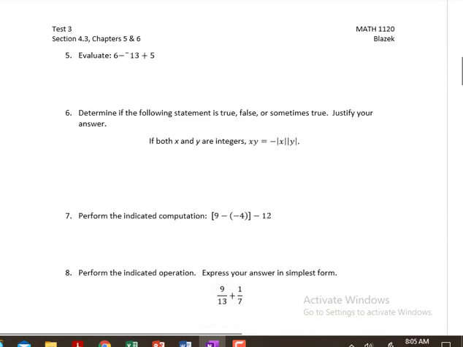Number 5, evaluate 6 minus -13 plus 5. Well, we know that minus a negative turns into a plus. So we now have 6 plus 13 plus 5, which, 6 plus 13 is 19, plus 5 is 24.